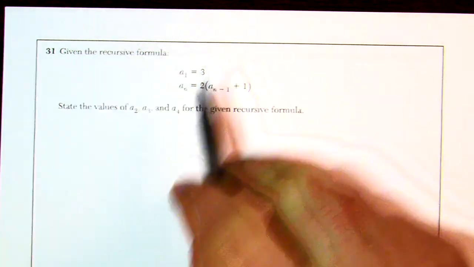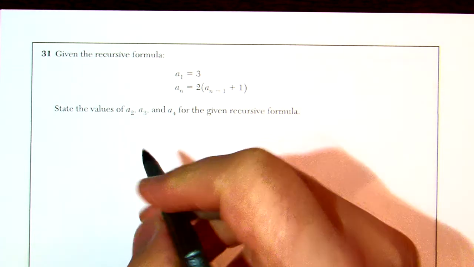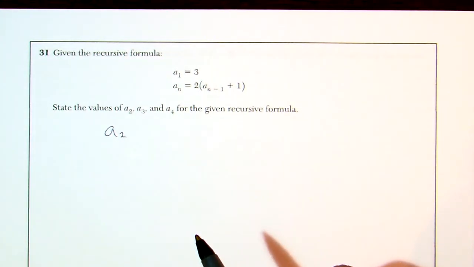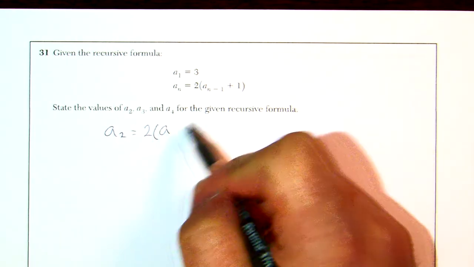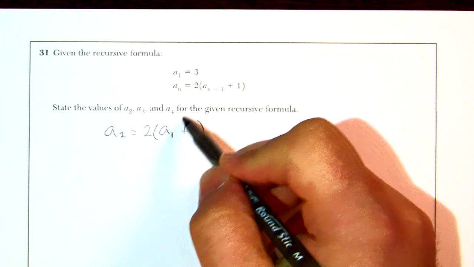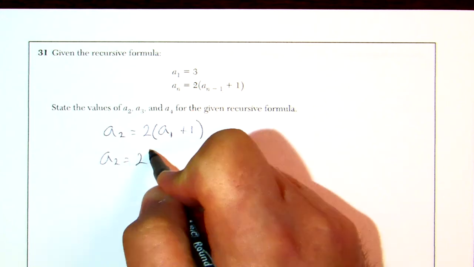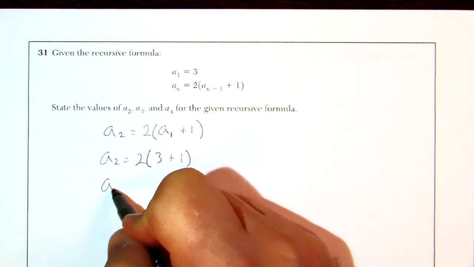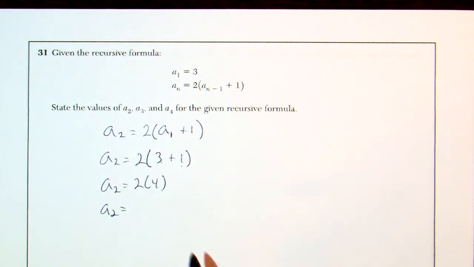All right. So a2 means you're going to plug in 2 for n. So for a2, that's going to equal 2 times a, then 2 minus 1 is 1, so a1 plus 1. We know a1 is equal to 3 because it's given to us. So a2 is going to be 2 times my a1, which was 3, plus the 1. 3 plus 1 is 4. So 2 times 4 is 8. So a2 equals 8.